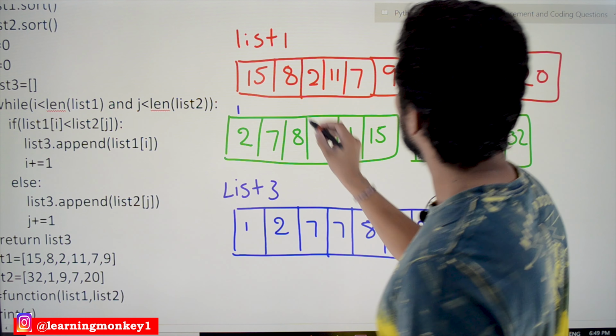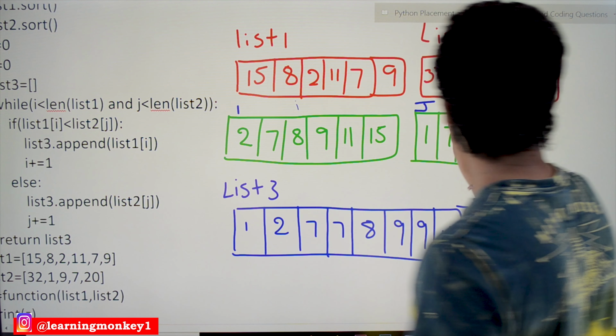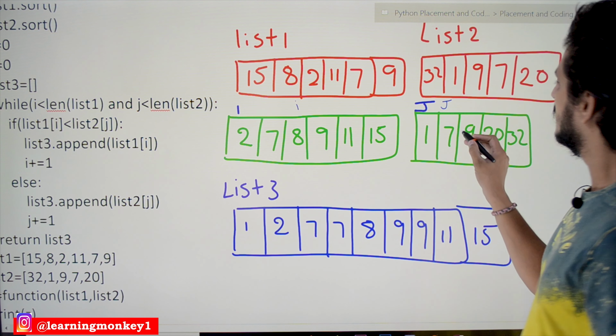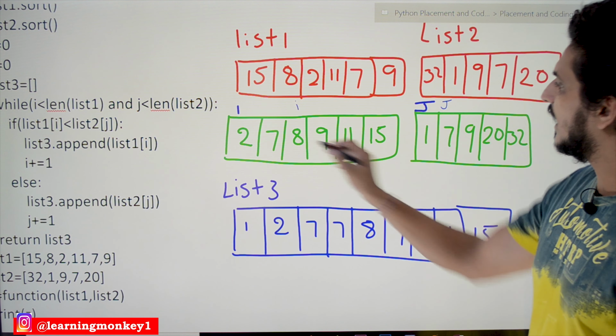So now i is here, j is here. 7, 8, which one is small? 7 is small, so 7 is moving down and j is going plus plus. So next 8, 9, which one is small? 8 is small, so 8 is moving down and i is moving plus plus.